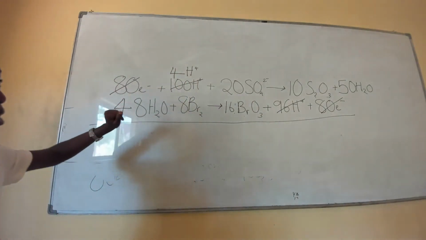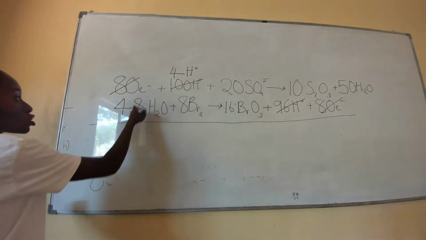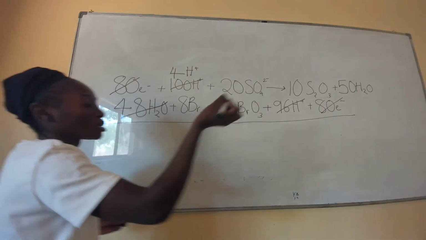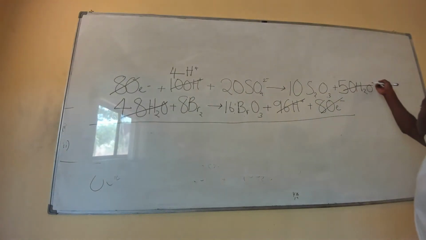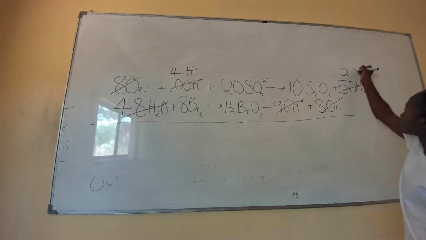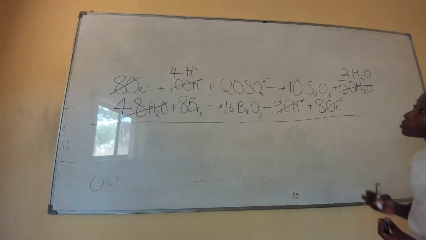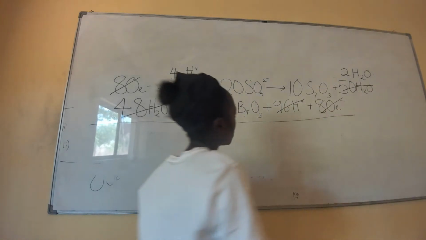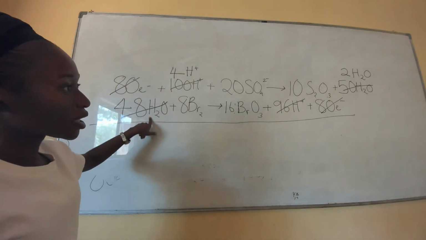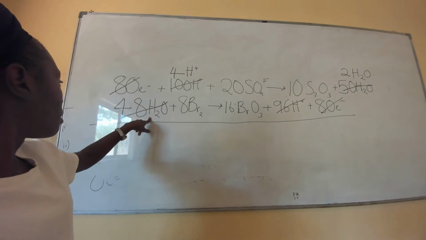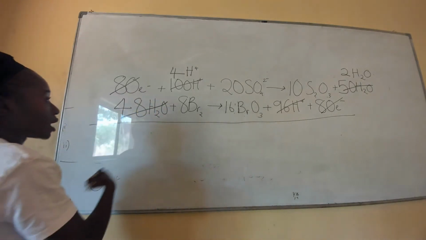We now come to the water molecules. So we have 48 here and we have 50 at the right. So this 48 can cancel out with this 50. So if the 48 cancels out with the 50, we're going to remain with 2 water molecules. Then the next thing, I think we've cancelled out everything. So we can just rewrite our equation at the bottom now.